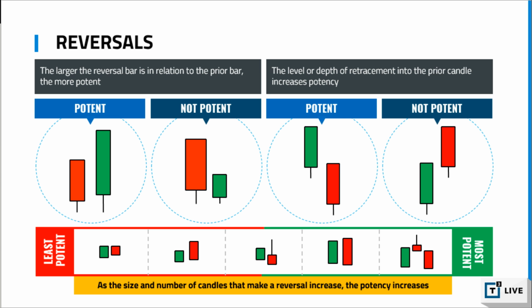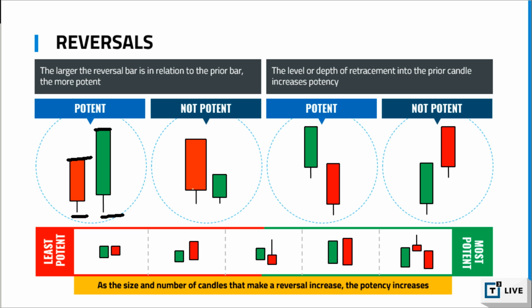That's number one. Number two, the level or depth of retracement into the prior candle increases the potency also. So again, the larger the bar and also the larger the retracement. For example, this was potent. Why? Because the green bar was much bigger than the red bar, but not only that, it also retraced more than 100%. So from here to there, that's 100%. From here to there, that's 150, 175%. So this was a potent reversal bar, very potent.